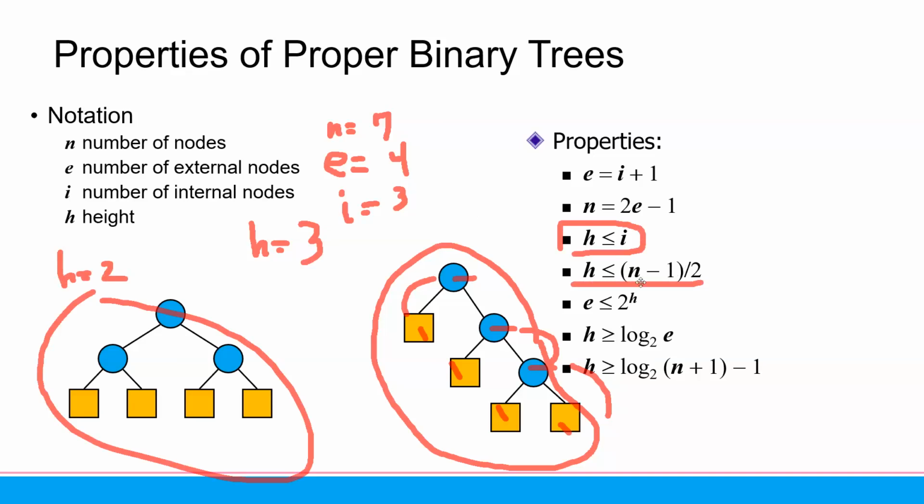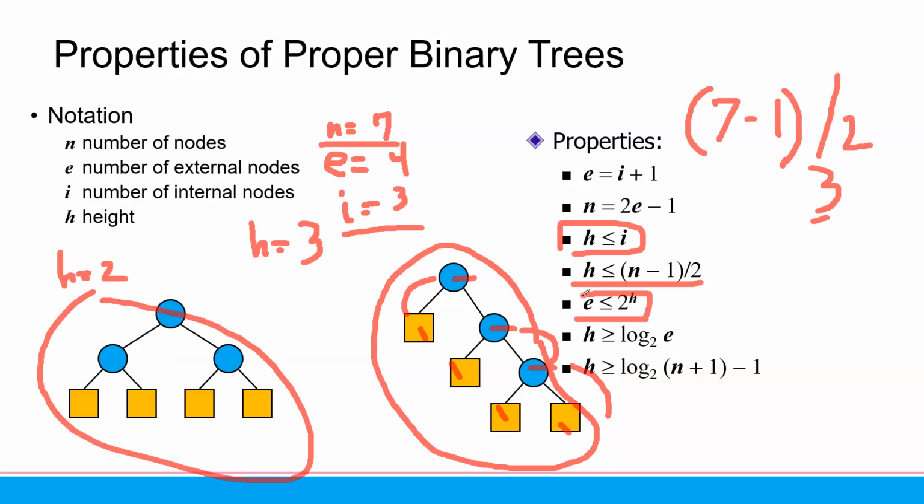What is N minus 1 divided by 2? We have N equals 7. 7 minus 1 divided by 2. Then it is 3. So the 3 is the same as the number of I. Okay. And E is less than or equal to 2 power of h.